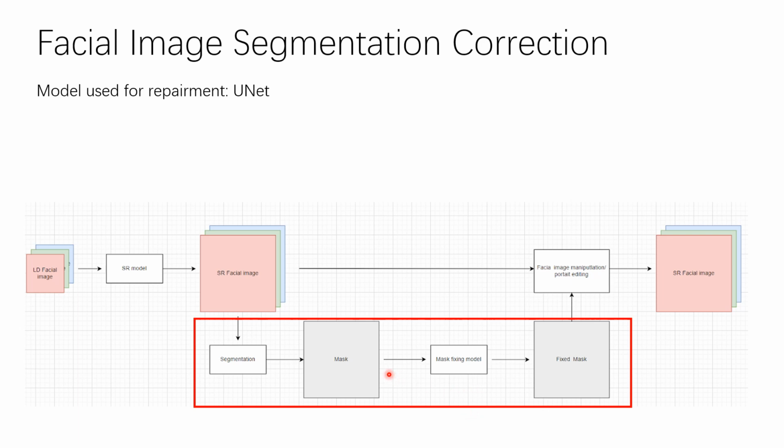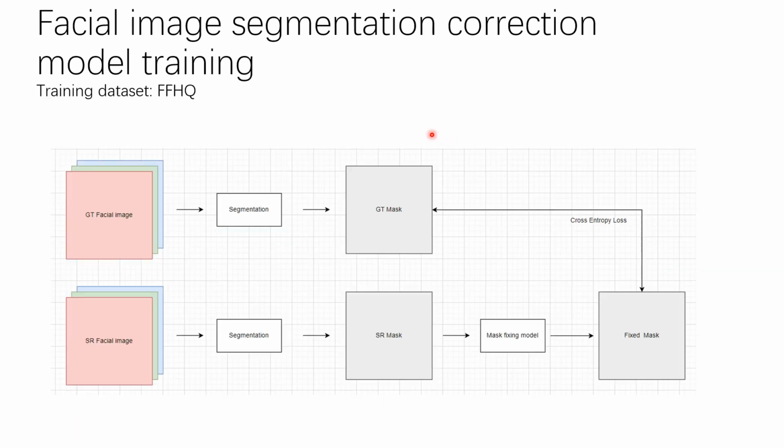So this is basically a pixel to pixel translation task. So I just select a normal UNet and change the output of the UNet to suit the segmentation input. You can see the model training details here.